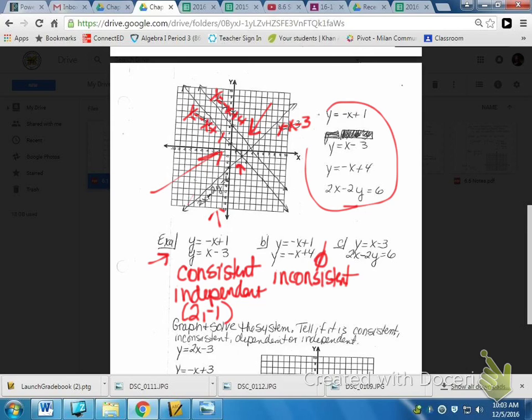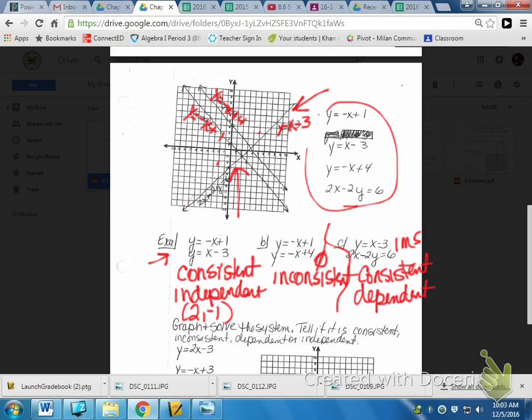All right, now let's look at this example. It says y equals x minus 3, which is this line, and then 2x minus 2y equals 6, which is this line. So what's that tell us? What do we say about that? Infinitely many solutions. So is it consistent or inconsistent? Yeah, that one's consistent. And since it's IMS, infinitely many solutions, is it independent or dependent? Dependent.